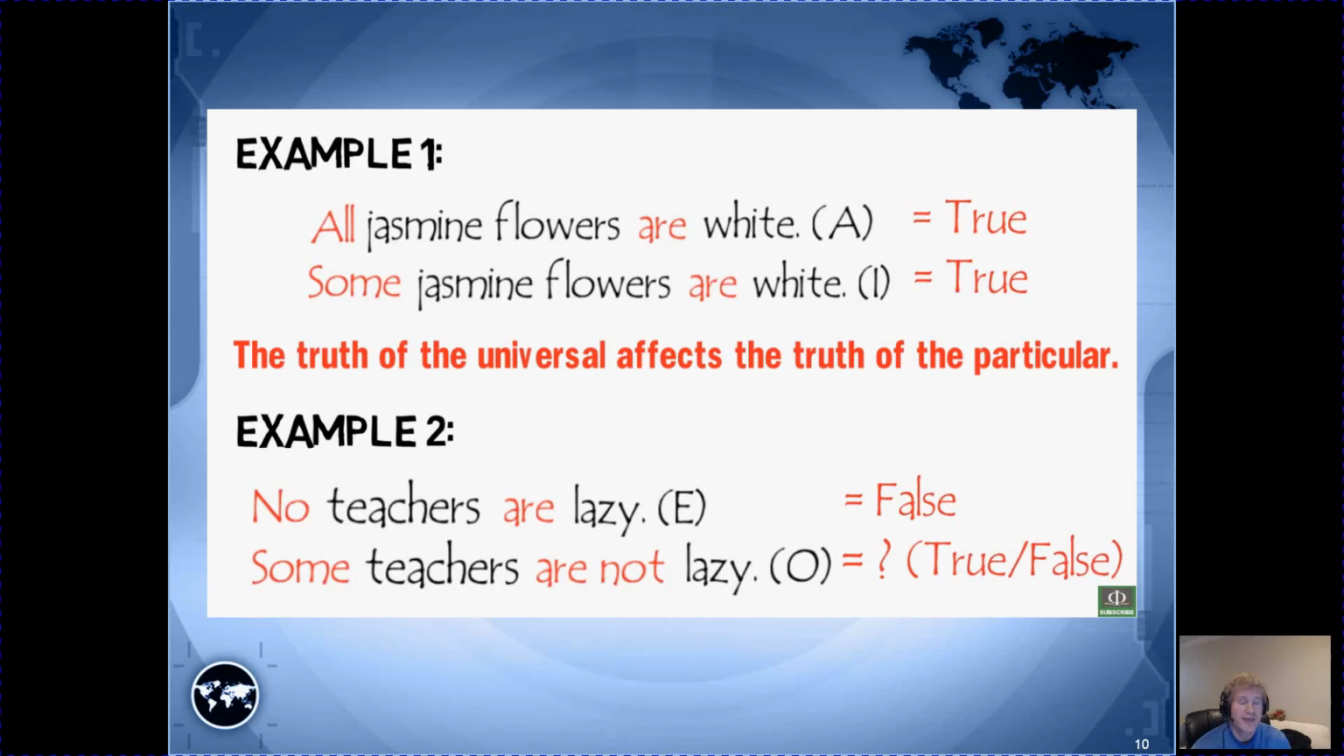Okay, so if you take a look at the second one, the first one's pretty obvious, but let's look at the second one again. No teachers are lazy. None of them are. That's, again, a universal no. It's just universally, it's like none of them. No teachers are lazy. Some teachers are not lazy.